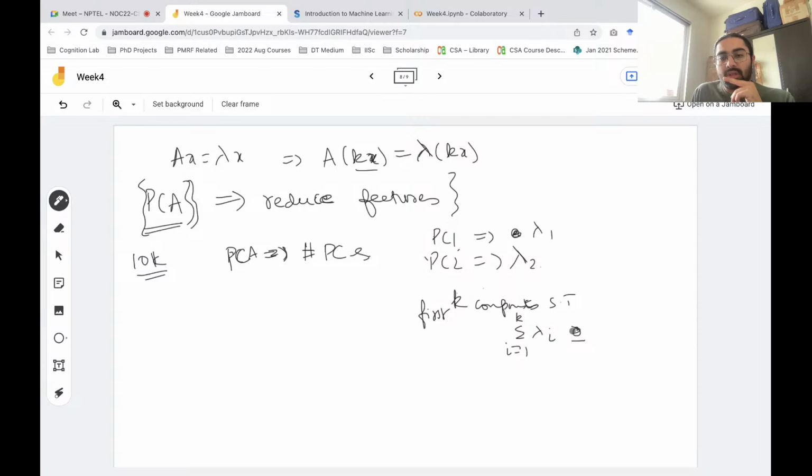Now, by doing this you have obtained k principal components. So now your features will reduce from 10k, let's say 10,000, to just k. And that's exactly what we're doing here.